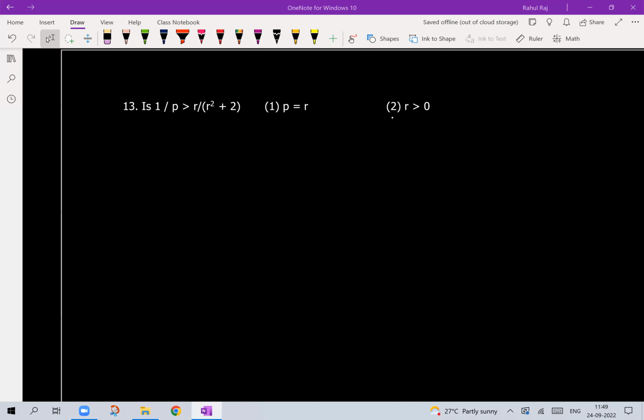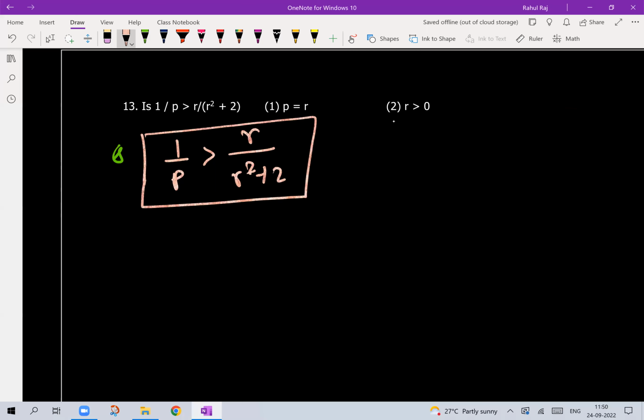So this is an easy question, guys. It says, is 1 by p greater than r by r square plus 2? I am always trying to say, always understand the question before you mark the answer. Simply don't get into the statements at all. Absolutely no. First of all, think, when is this condition possible? It's a pretty direct question.